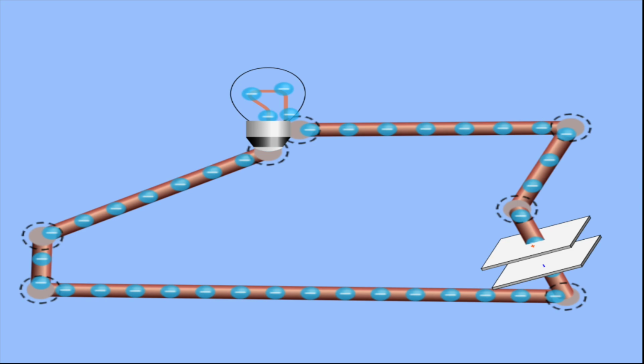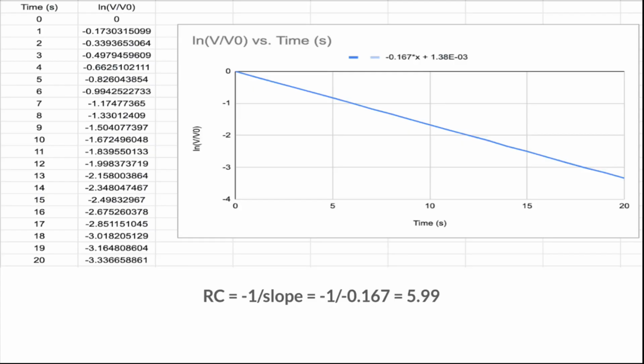We then found that for the 10 ohm bulb, it took about 6 seconds until the light diminished, and it took 11 seconds for the 20 ohm bulb. In the next part, we calculated the potential difference across a capacitor at different points in time. We were aware of a relationship between the time constant and the natural log of voltage over initial voltage. So after plugging in data and observing the graph, we found a time constant of 5.99 seconds for our circuit.